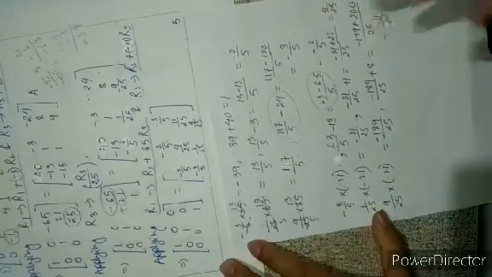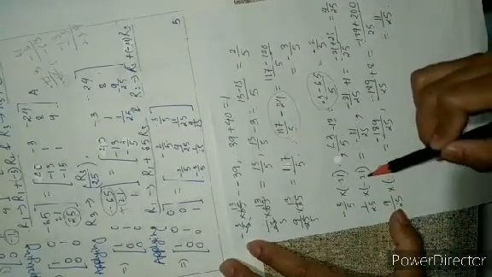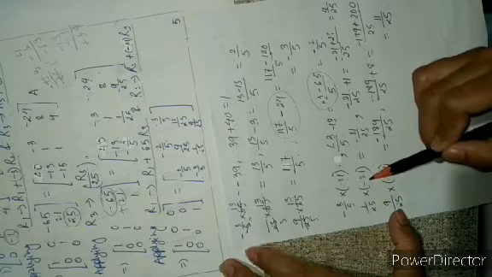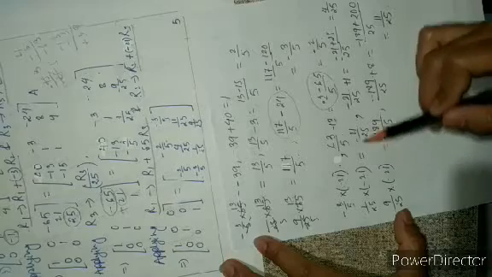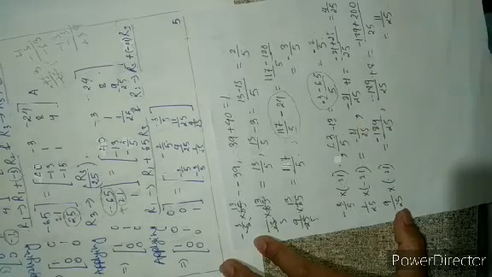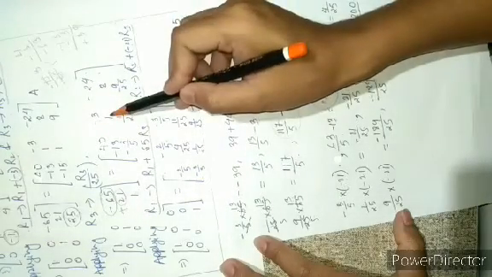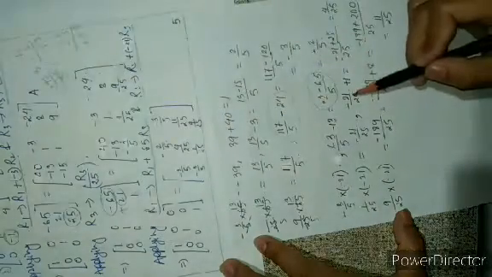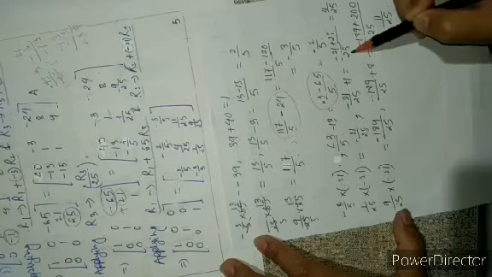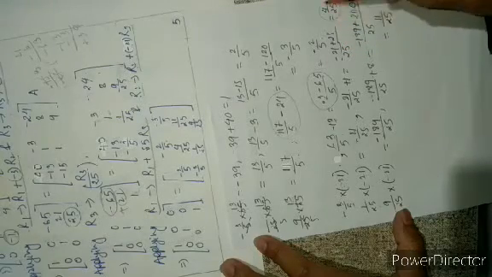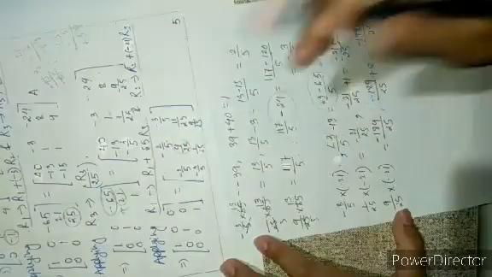Then 1 by 25 into minus 21. Their product is minus 21 by 25. This product should be added to plus 1. Plus 1, LCM is 25. Minus 21 plus 25 is equal to 4 by 25. We get this element 4 by 25.